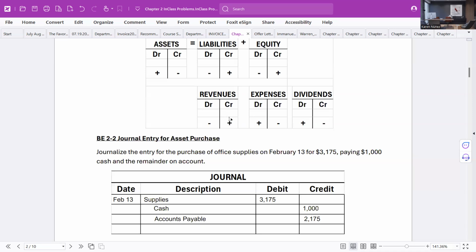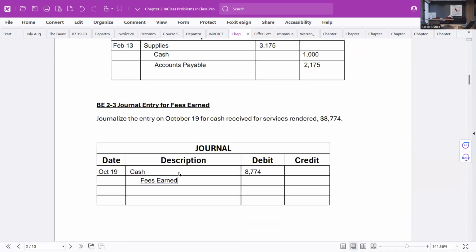The way you increase revenue is by crediting it. So we're recording this fees earned. And then we want to recognize that the credit to this account is the 8774. And that's the transaction to account for receiving cash for services rendered. Okay.